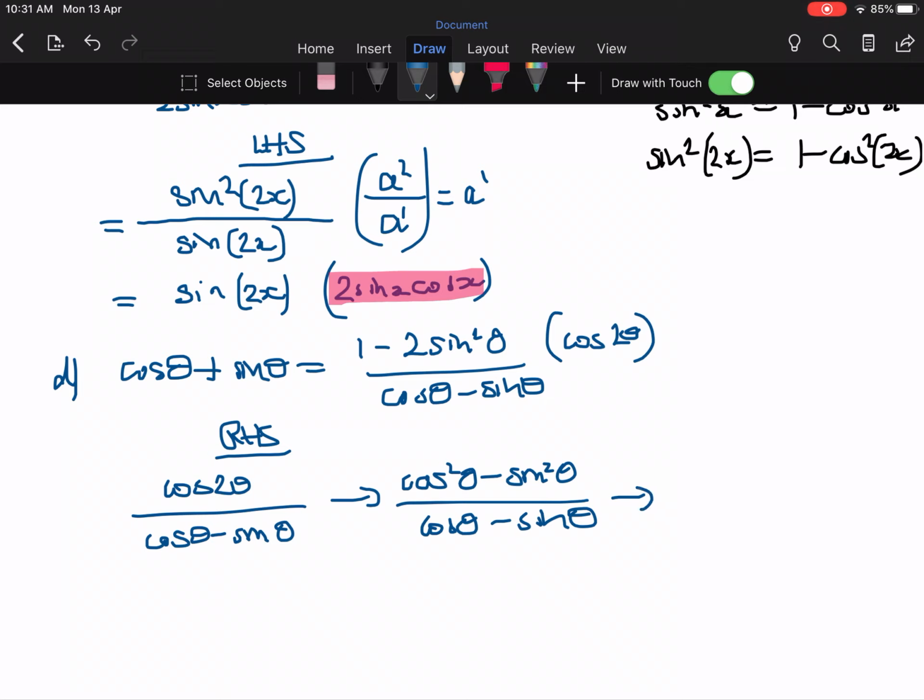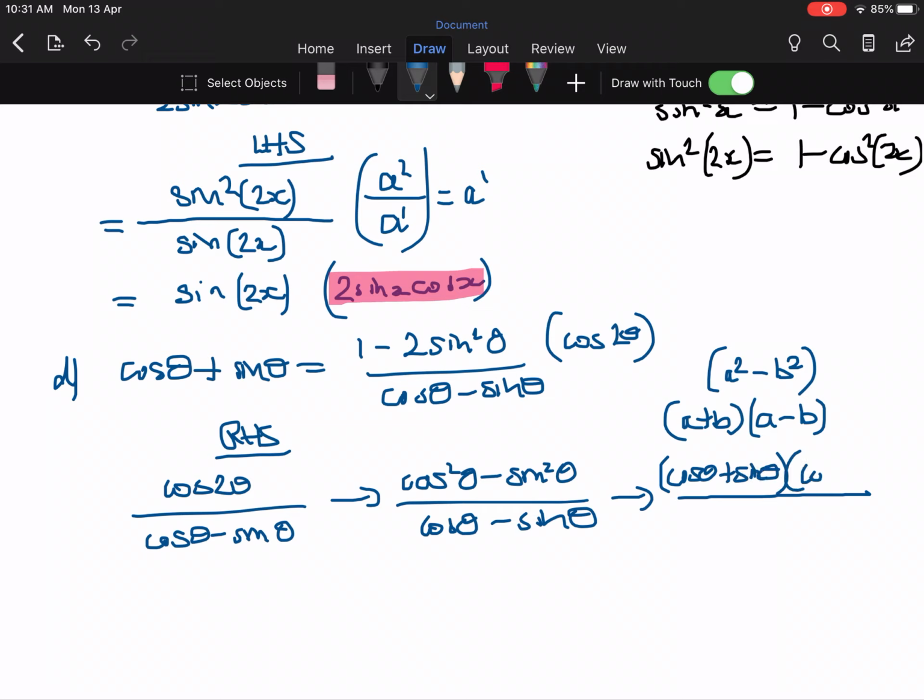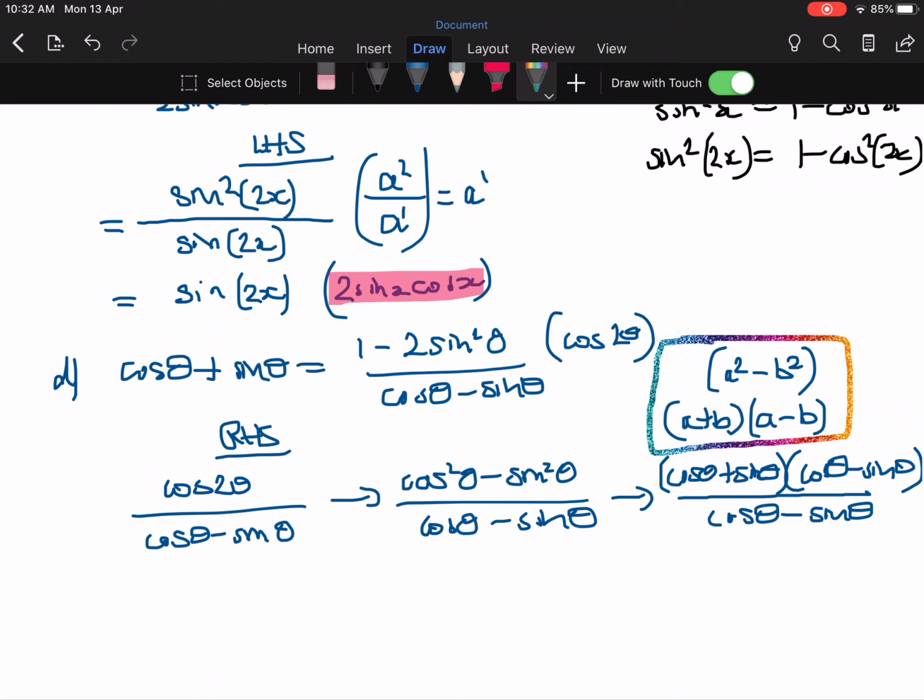Now if you think about this, this is a difference of two squares. So if you remember the rule, that if I've got a squared minus b squared, I can write it as a plus b, a minus b. It's a difference of two squares. So that means I can write this as cos theta plus sine theta, cos theta minus sine theta over cos theta minus sine theta. So by using the difference of two squares rule, I'm able to put it into double brackets.